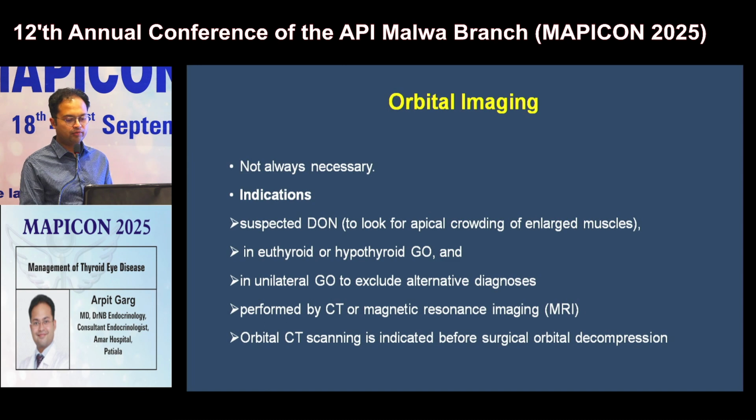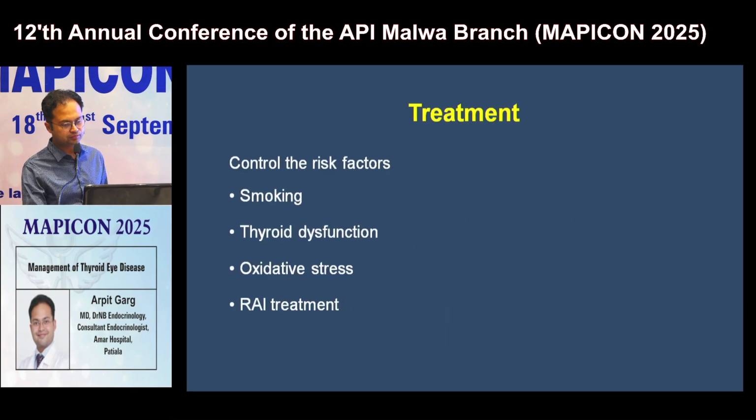And whenever you are planning to perform surgical orbital decompression, you need to do orbital CT scanning to assess the bony orbit. What is the anatomy of the orbit? To assess the anatomy, you need to do imaging.